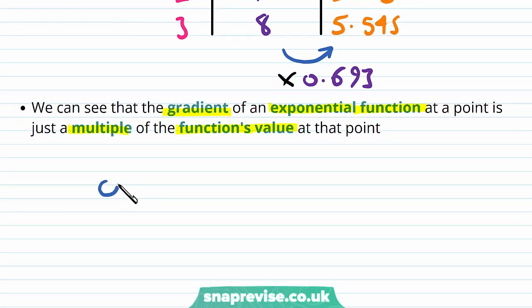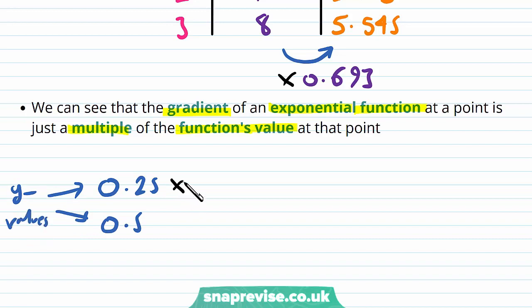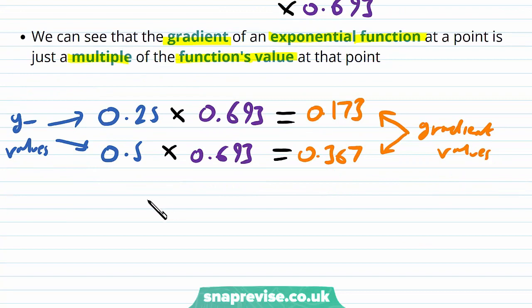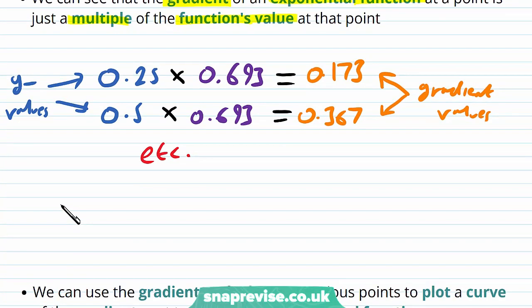We take, for example, our 0.25 and our 0.5, these are the first y values on our list. And if we multiply both of these by the constant value 0.693, then we are going to get 0.173 and 0.367. And these are the first two gradient values on our list. And we can do this all the way down for all of our values. So in general, the gradient is always a multiple of 0.693 of the values of the function y equals 2 to the x.